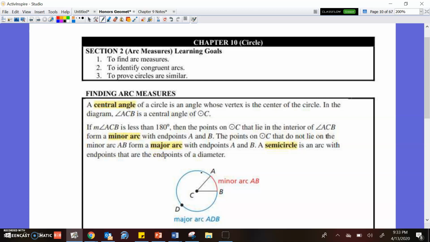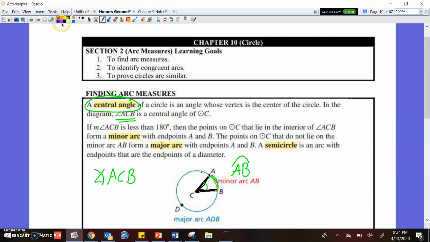So if we have this circle as they show us, if we have an angle that is formed by 2 points on the outside of the circle and then the central point, meaning the center of our circle, this is considered a central angle. That central angle would be written as angle ACB. Then, if it's less than 180, this is considered a minor arc. So that's going to be small, less than 180. Now, we would write that arc AB, the two letters that form it with the arc sign above it.